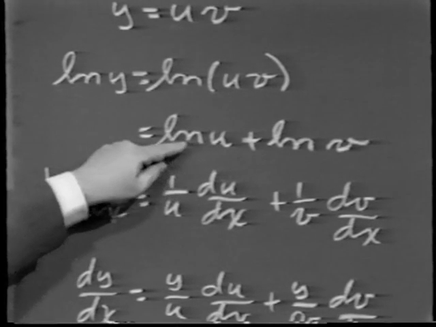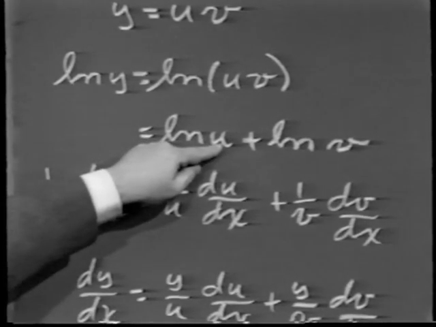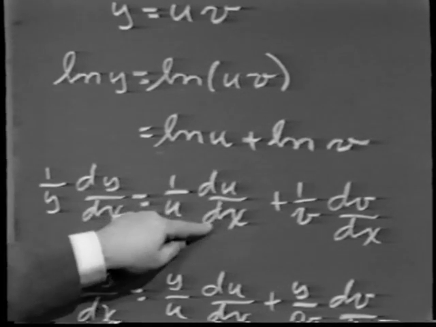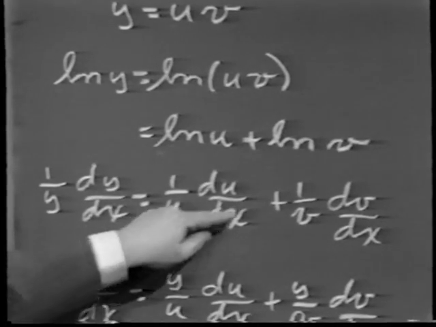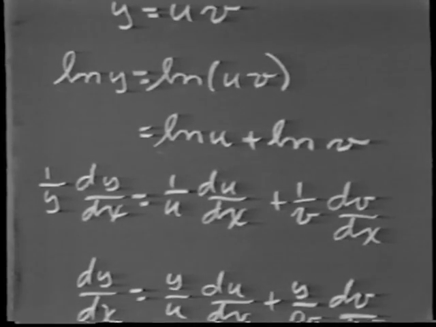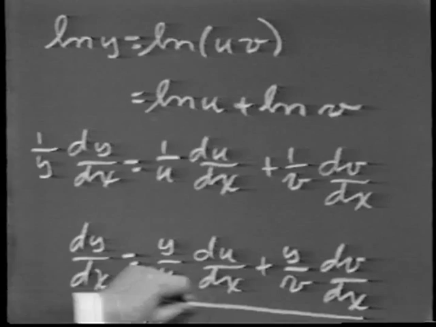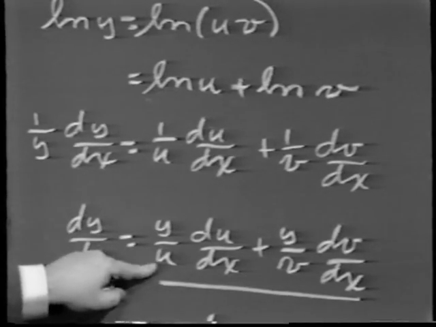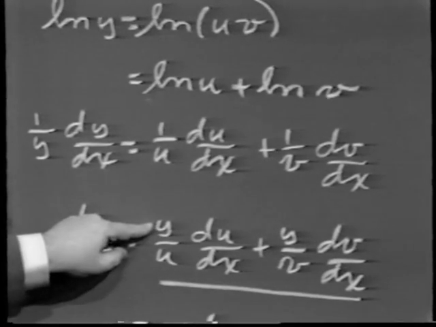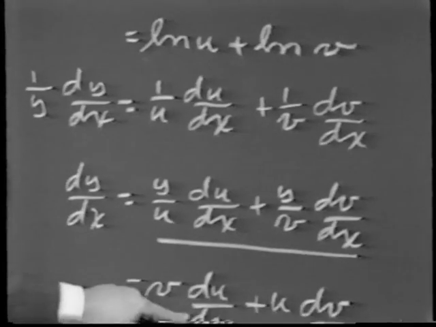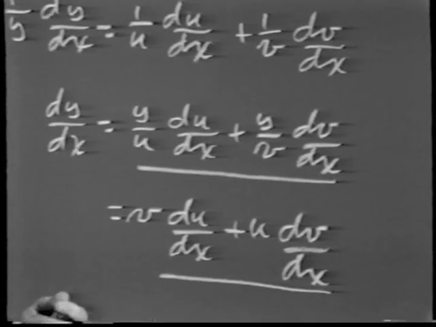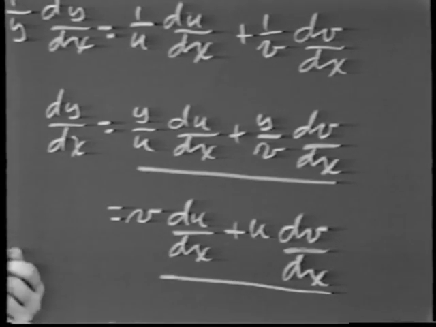The derivative of the right-hand side is what? Well, the derivative of log u with respect to u is 1 over u, but I'm differentiating with respect to x, so I must use the correction factor by the chain rule, du dx. And similarly, the derivative of log v with respect to x is 1 over v dv dx. And now multiplying through by y, I have obtained that dy dx is y over u du dx plus y over v dv dx. But remembering that y is equal to u times v, this becomes v du dx plus u dv dx. And we have arrived at the familiar product rule using logarithmic differentiation.